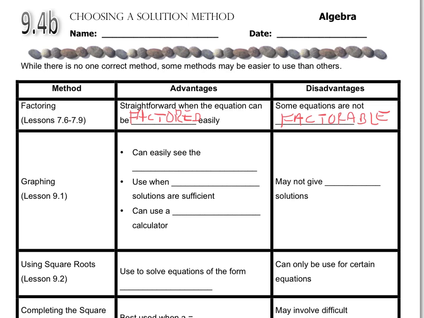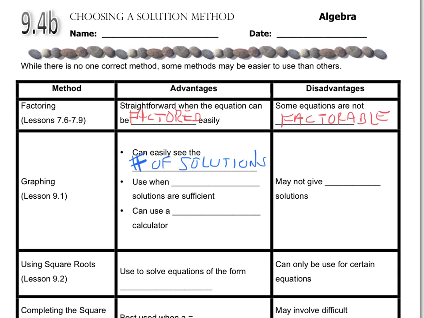Then the second one we talked about was graphing. This was our 9.1 section. For our advantages, we can easily see the number of solutions. Obviously we have a visual of a graph on a coordinate plane, and where you see its x-intercepts, those would be our solutions, and you can very easily see how many we have.